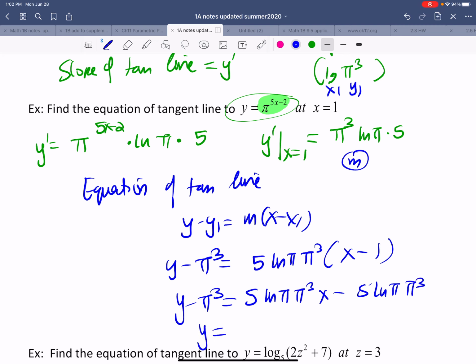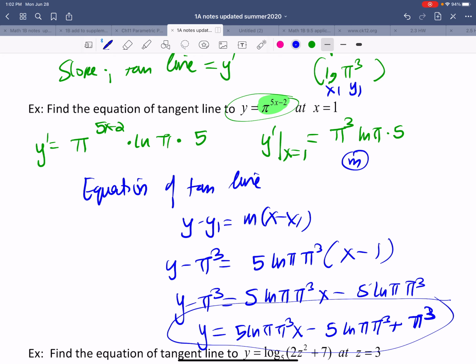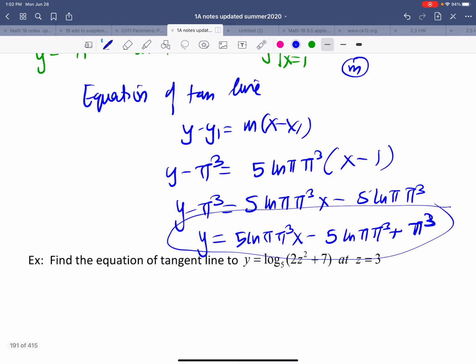Finally, we can take this pi to the third to the other side, so y equals 5 natural log of pi to the third times x, minus 5 natural log of pi to the third, plus pi to the third. That's going to be the equation of the tangent line, not the slope of tangent line, not the derivative, I'm sorry, equation of tangent line.